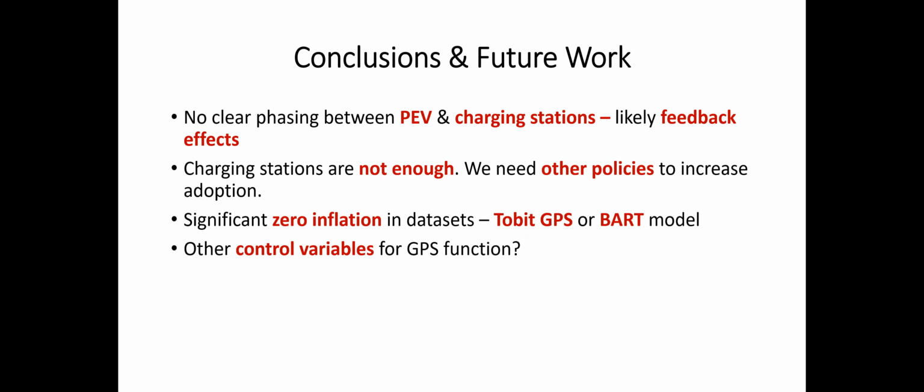And so the next phases of this, some conclusions, is that there's no clear phasing, at least in this preliminary analysis, between adoption and charging stations. So there's likely some sort of a feedback relationship between them. As I said, charging stations aren't enough. We need other policies to increase adoption. As we saw, there's a significant zero inflation in the data set. The propensity score function I'm using right now is a linear one. Potentially, I could use a Tobit specification to account for some of those zeros, or a Bayesian additive regression tree, which Hill showed in 2011 could be useful in these sorts of continuous treatment and outcomes. And then also other control variables in that generalized propensity score function.